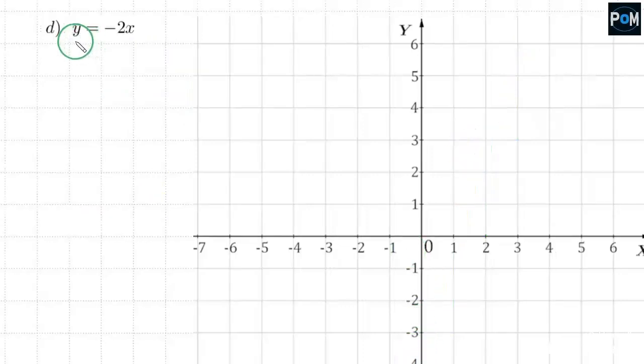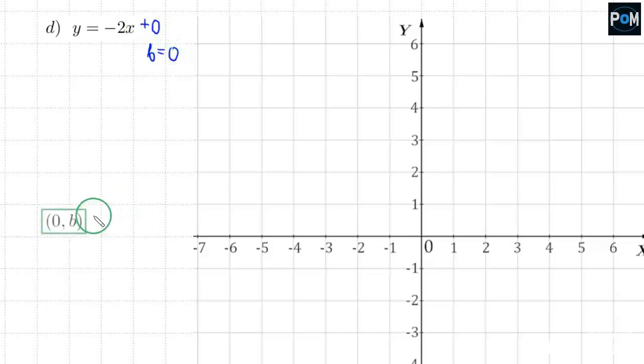In example D, we have the function y equals negative 2x. Here, we don't see the coefficient b, but the coefficient b is as if we added 0. The initial function and the one where I added 0 are the same function. And from this, it's clear that coefficient b is 0. So our point 0b is point 0. And instead of b, we put 0. Point 0, 0 is the origin of the coordinate system, so we start from this place.